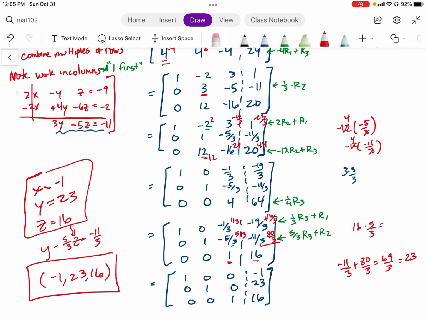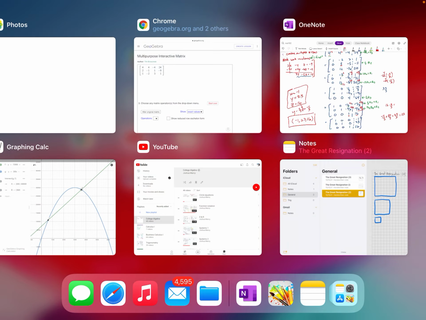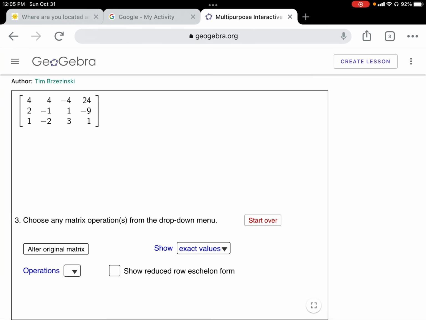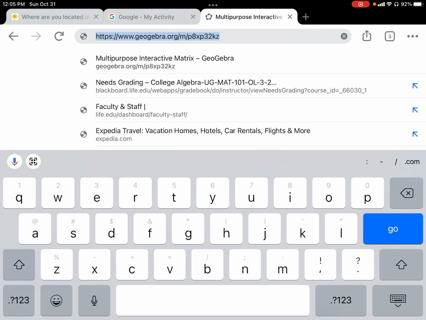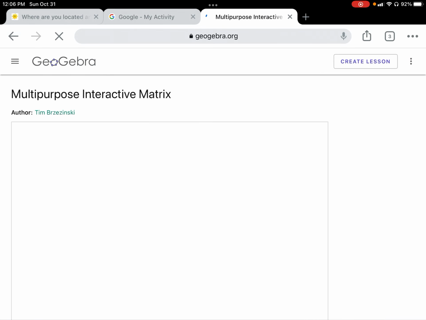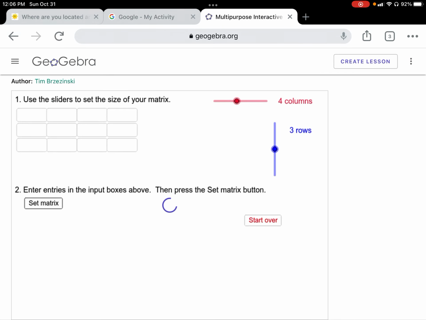However, I'm going to show you a cool piece of technology. I saved the best for last, right? What a cheater I am. So in GeoGebra, there's a link, and pause your video to see it. It has a backslash MP8XP32KZ. Oh no, it erased it. That's okay. Showing it from the start, this is an awesome find anyways.